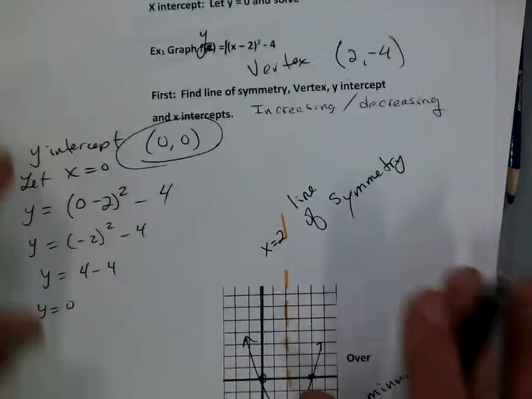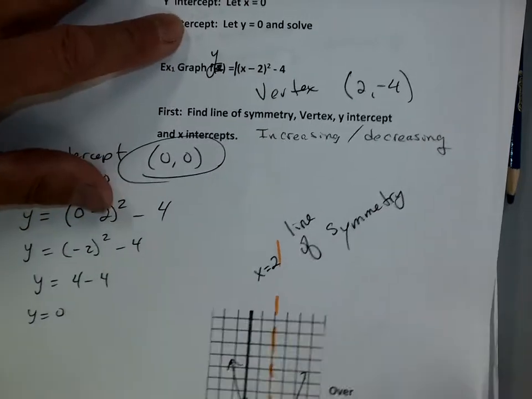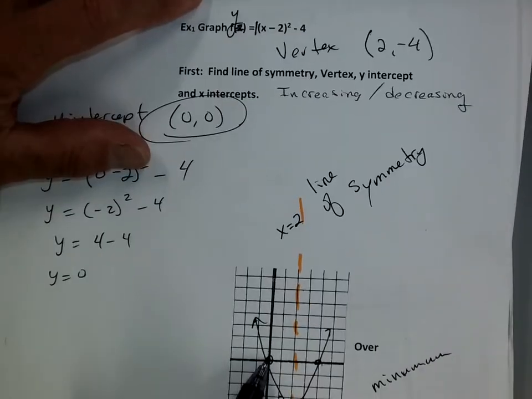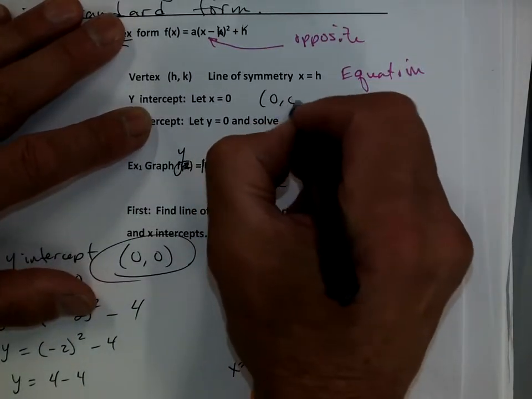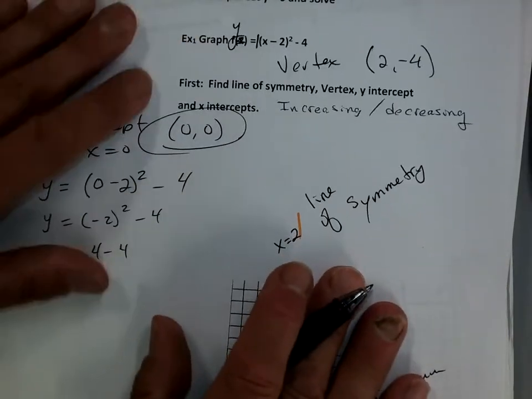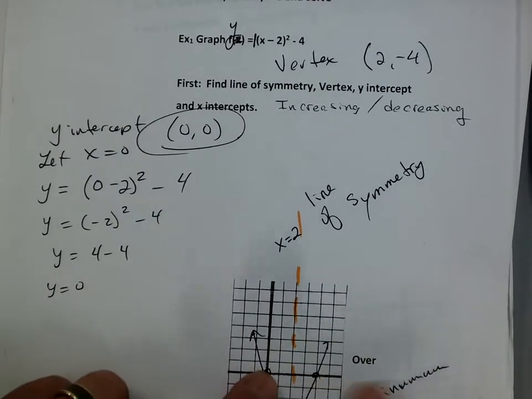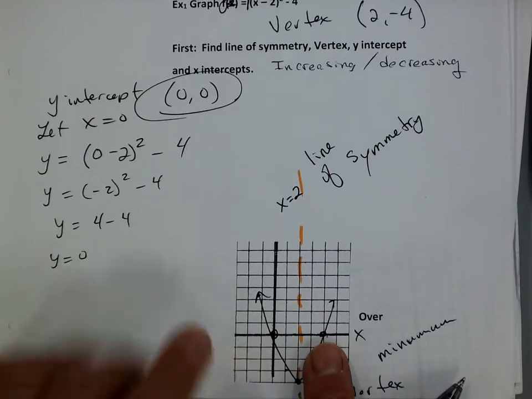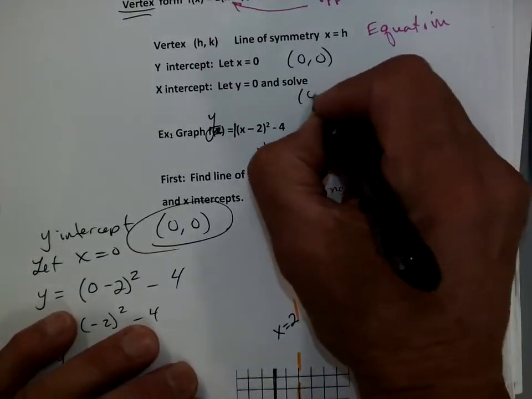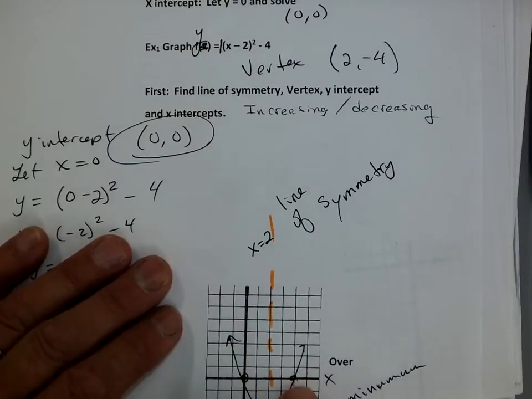Okay, what do we need? Okay, I needed the y-intercept. I found out the y-intercept, which is right here across the y-axis. The y-intercept is at (0, 0). I did the x-intercept. So actually two of them. It intercepts the x-axis in two spots. One is at (0, 0), and the other is at (4, 0).